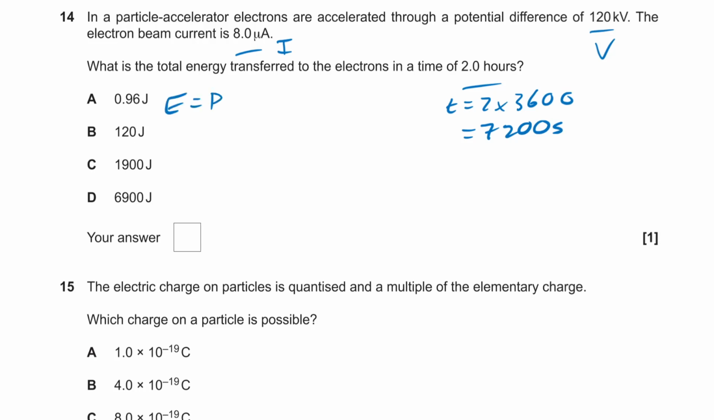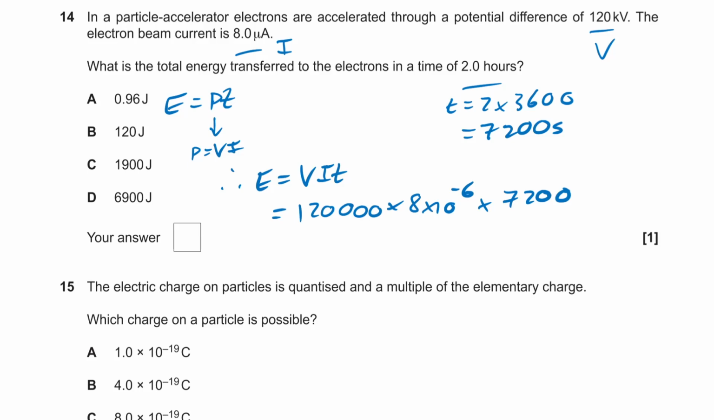We know that energy is equal to power times time. Can we get power? Yes, we can, from voltage times current. Therefore, energy is equal to just VIT times those all together, and that gives us 6,912 joules, so the answer to 2 sig figs is D.